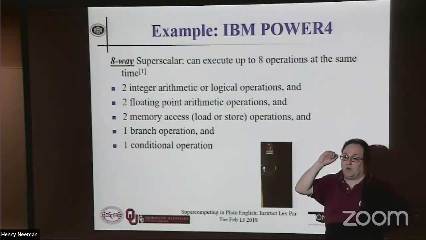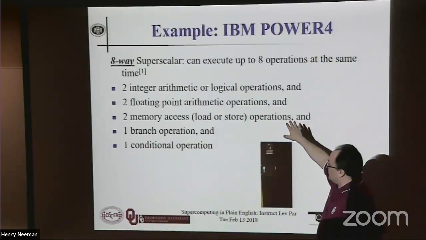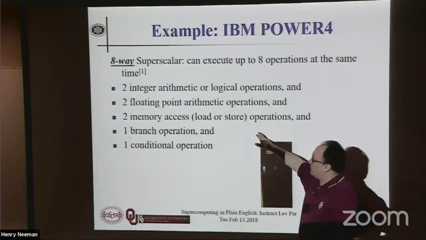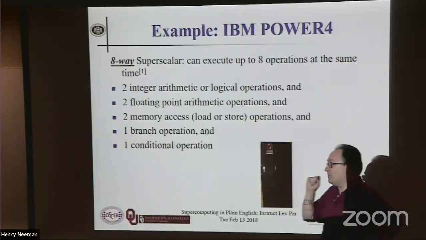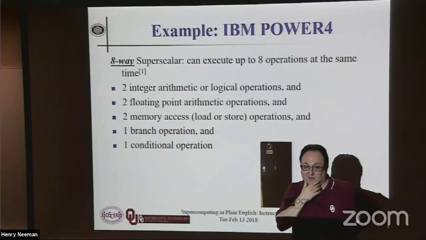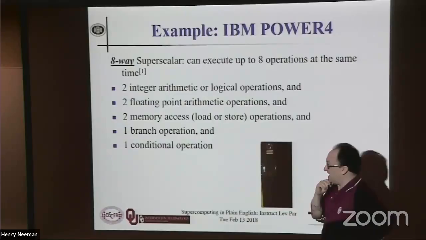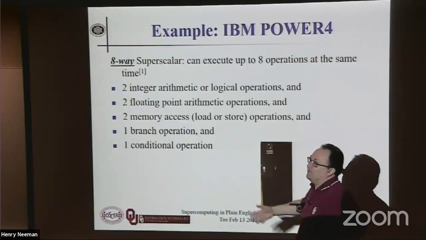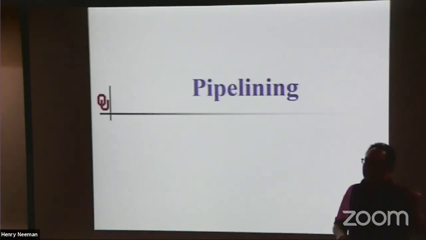So this is an older chip from the early 2000s, the Power 4. At any given time, you could be doing two integer arithmetic or logical operations, two floating point arithmetic operations, two memory operations, a branch, and a conditional, all at the same time. Now, the trick is you had to have all of this happening in your math at the same time. That is, your loop had to have a lot of variety of what was going on. It's not necessarily trivial to write a loop that has all that good stuff in it, depending on what you're trying to calculate. So it becomes interesting, and we'll see this later on in the slides, to look at how many operations you can stuff into the body of the loop.